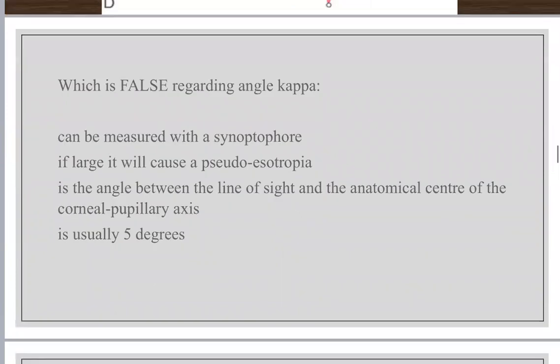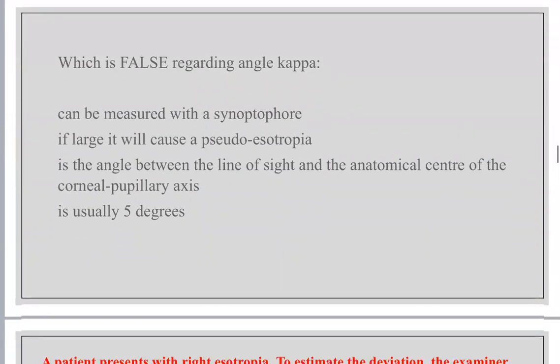Which is false regarding the angle kappa? The angle kappa is the angle between the pupillary line and the visual axis. Can it be measured with a synoptophore? Yes. If large, it will cause pseudo esotropia? If it is large, it will cause more nasal shift, so it will cause pseudo exodeviation. No, so not pseudo esotropia. So this is the false one.